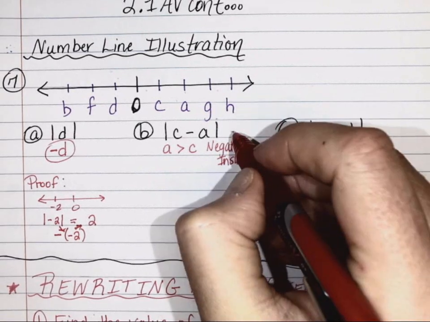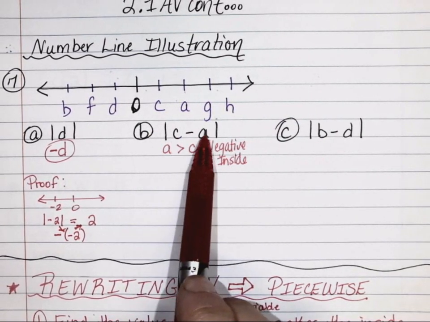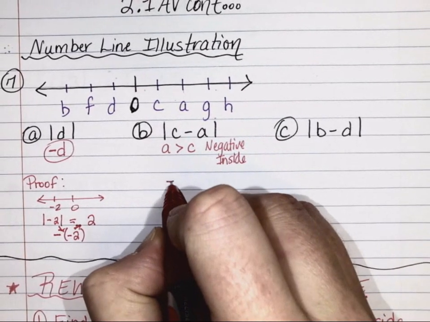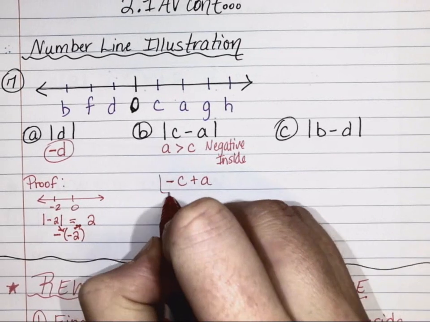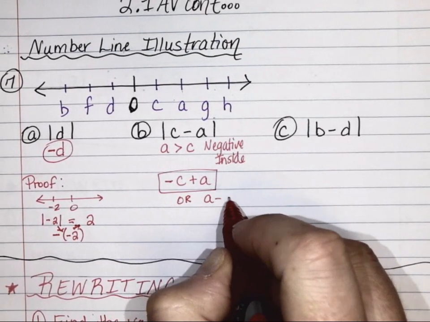And once again, that would be like if I had 1 minus 2. You're going to get a negative value. So we change it: negative C plus A. Change everything. Or, once again, you can say A minus C.